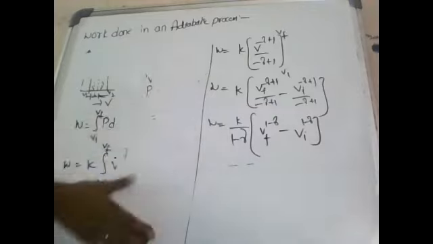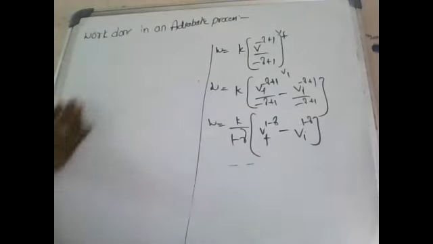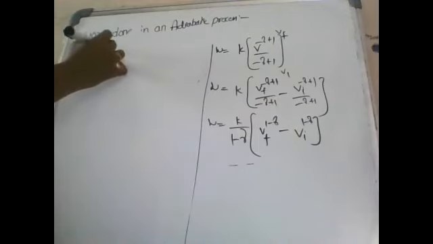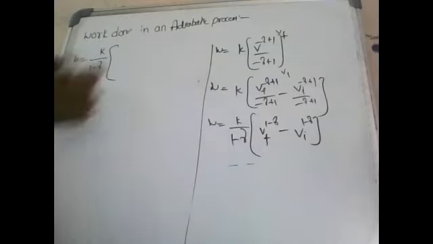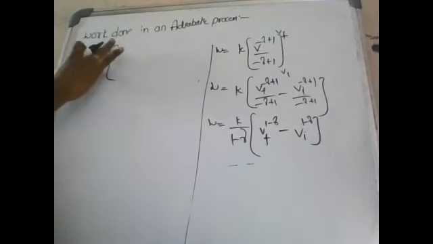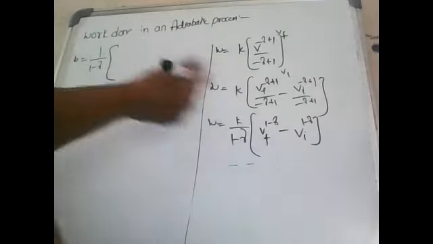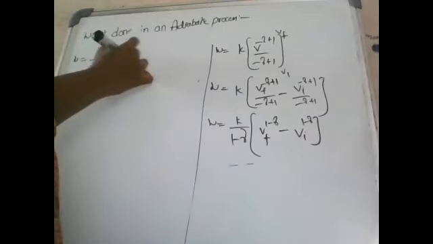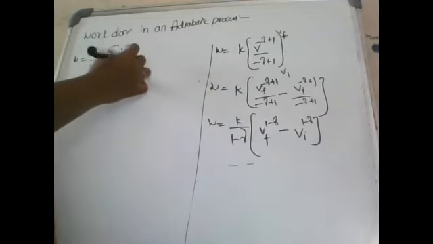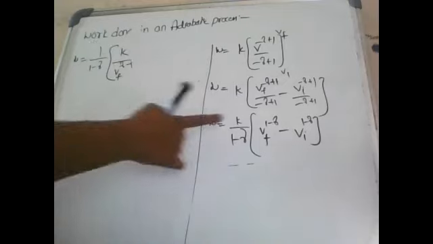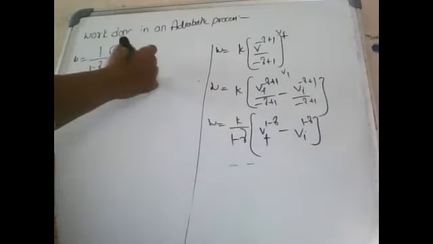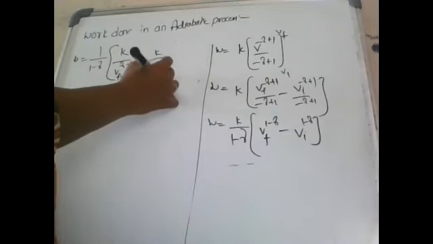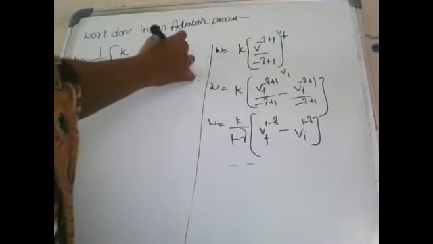In the next step, W equal to K by 1 minus gamma, where K is constant. So next step, here I am writing K multiplied with V powers, then K by Vf power gamma minus 1. So here in the numerator 1 minus gamma, in the denominator I am writing gamma minus 1, minus K by Vi power gamma minus 1.